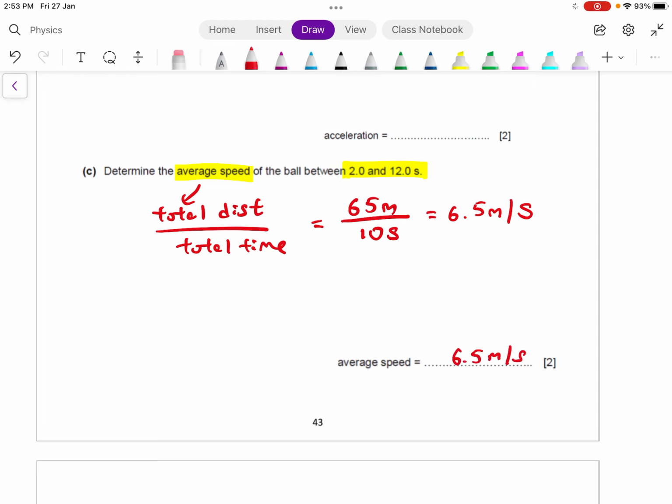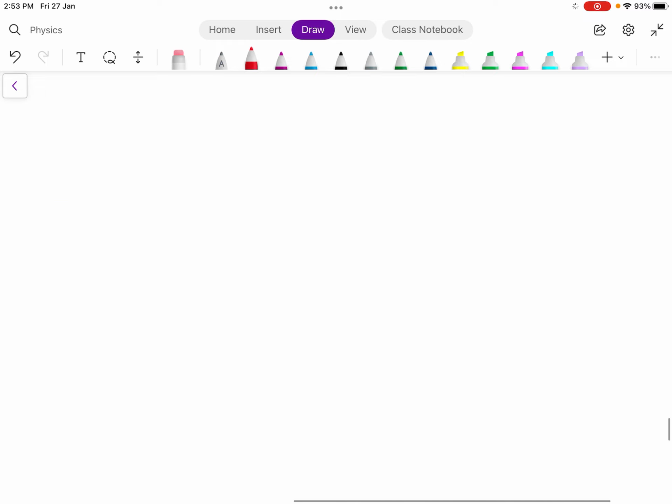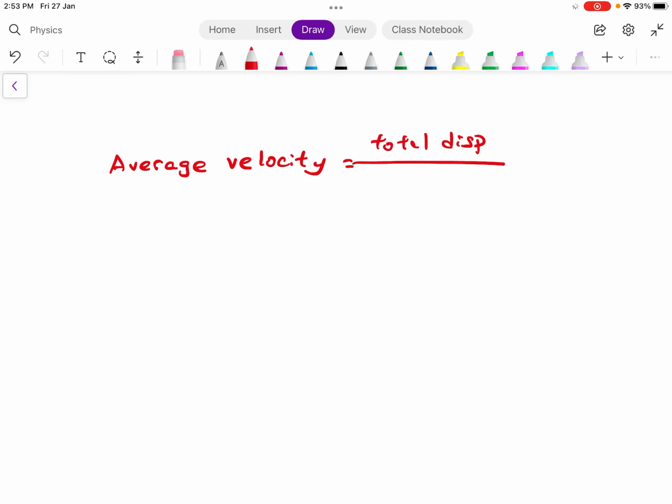So what if I change the question a bit? Instead of finding the average speed, I want to calculate the average velocity. Just remember there's a very big difference between average speed and average velocity. For average velocity, it's the total displacement divided by total time. The total time is still 10 seconds, from 2 to 12 seconds.